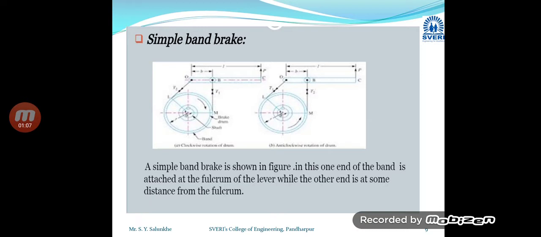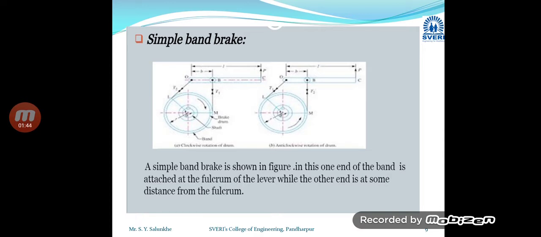Here you can see the diagram. In this diagram, the fulcrum is at point O, so external force is applied on the lever in the upward direction, so that the pressure applied by the band on the drum will increase. That increased pressure will create a normal force, and it will create a normal reaction, and this normal reaction is used in the case of frictional force. So frictional force will increase if the normal reaction increases.